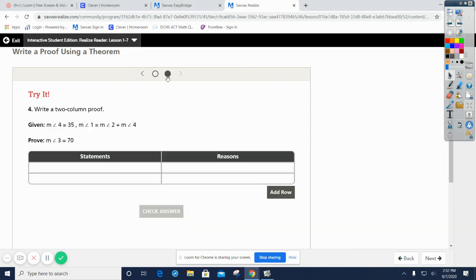All right, let's look at the second circle here. If you do this one, it's basically the same way. I'm not going to go through it all the way, but just talk to you a little bit. So the given is angle 4 is 35. Angle 1 is equal to angle 2 plus angle 4. Don't really have a way to write that out just yet. But here's what we do know.